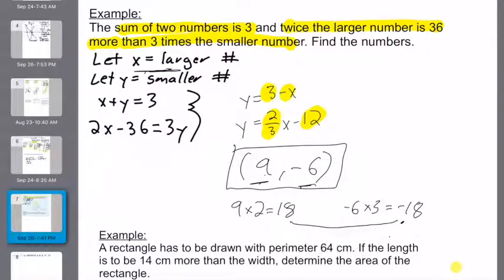So we know that we do indeed have our numbers 9 and negative 6. Should probably write that out in a little statement. So our numbers are 9 and negative 6.